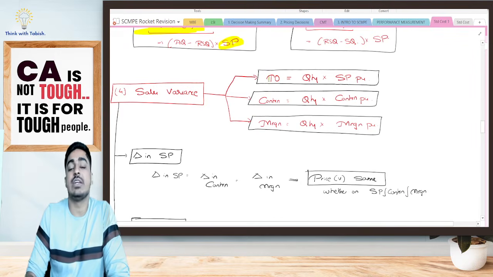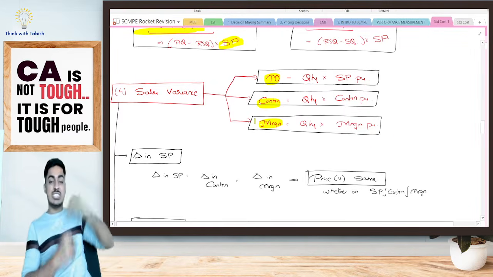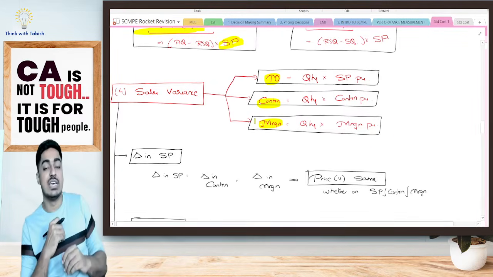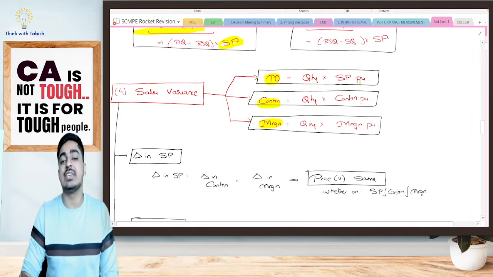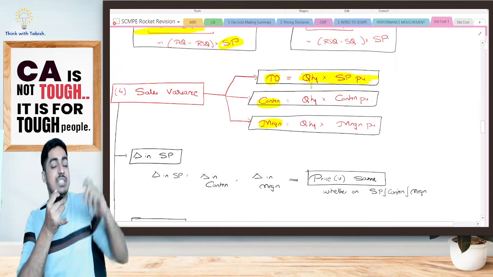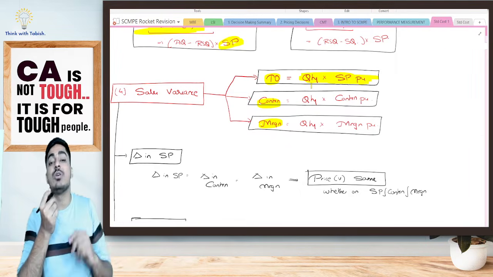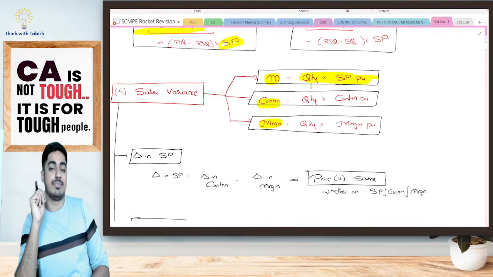One is based on my turnover, one more is based on my contribution, and one more is based on my margin. Based on turnover, it shows by how much my sales turnover has changed. It is the quantity into my selling price per unit. Suppose I have sold 1 unit extra, and every unit I was selling at, say, 200 rupees. That means I would have got overall 200 rupees extra.